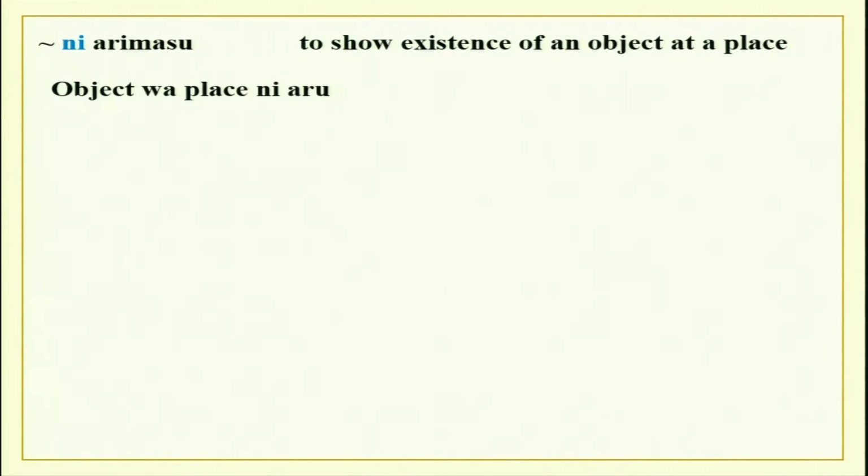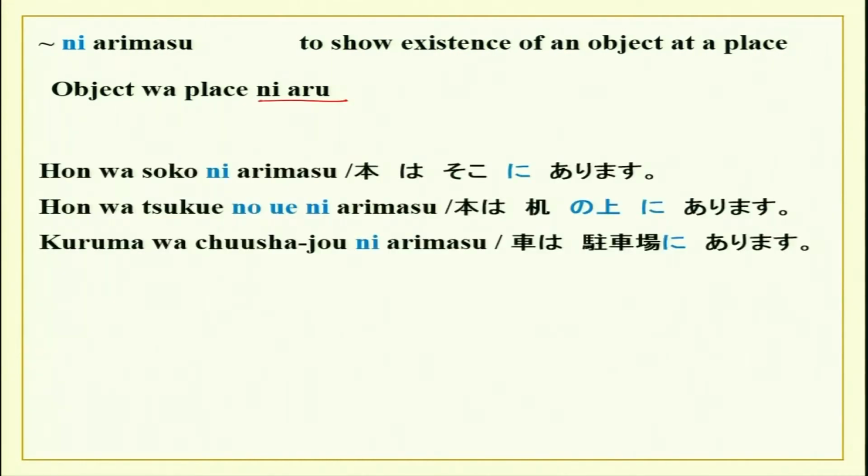So, object wa place ni arimas. Now, look at this and see hon wa soko ni arimas. This is what we did. Hon wa tsukue no ue ni arimas. It is on top of the table. Kuruma wa chushajo ni arimasu. So, you will see that all three over here show location of a certain object.